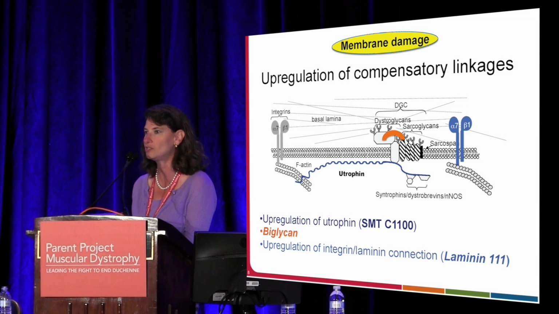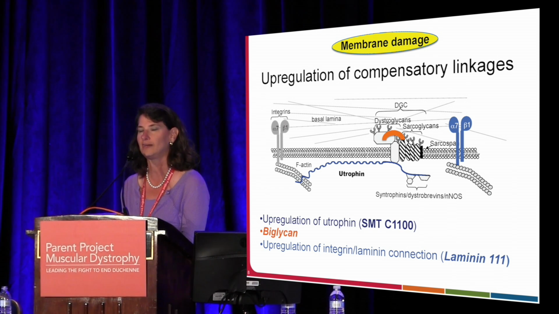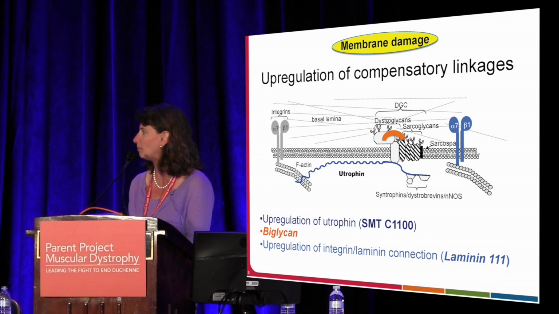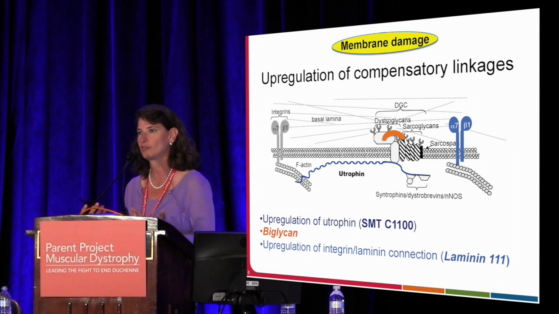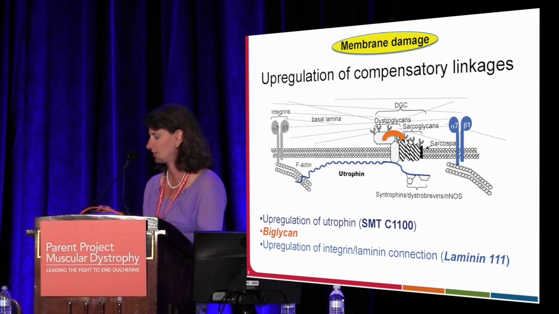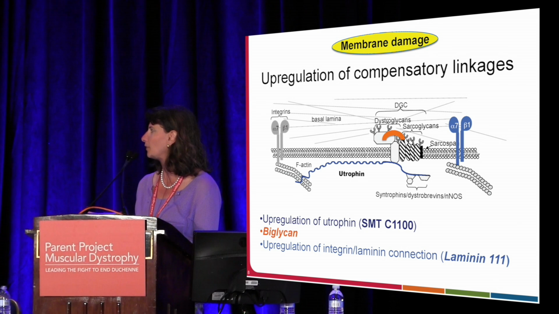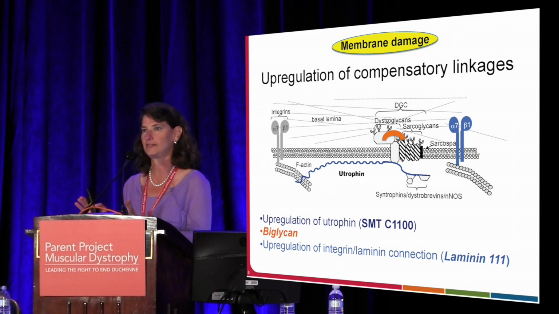And SMTC1100 is one drug under development in clinical trial planning that would upregulate the utrophin that's already there and possibly compensate for dystrophin. Another molecule in preclinical development is called biglycan, and that's the orange protein here that actually helps stabilize this group of proteins that can bind to dystrophin and will upregulate utrophin and again stabilize these utrophin complexes to reconnect the inside and the outside of the cell.